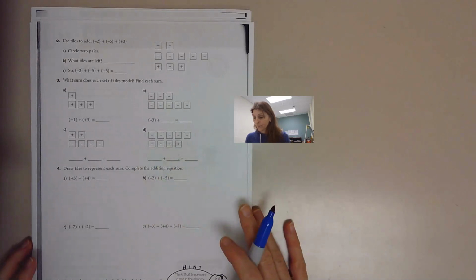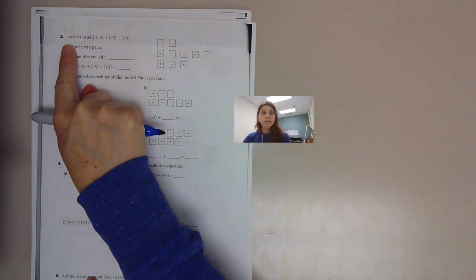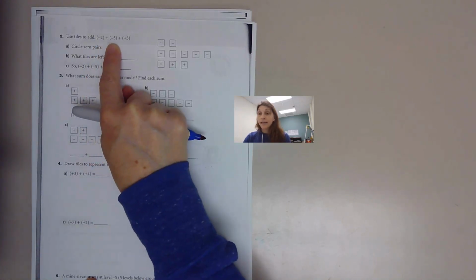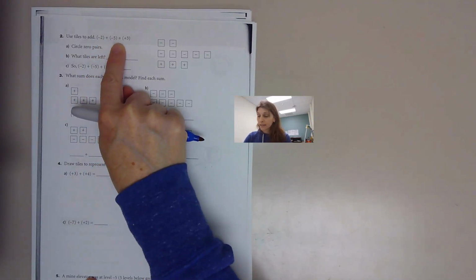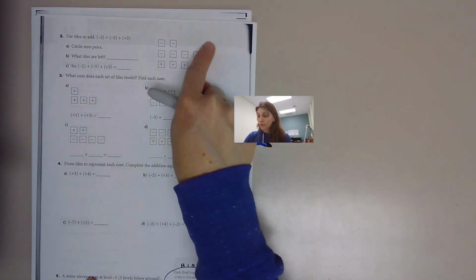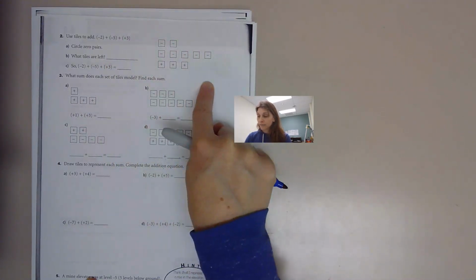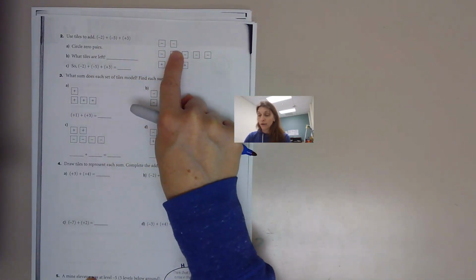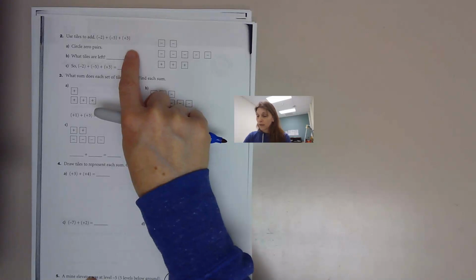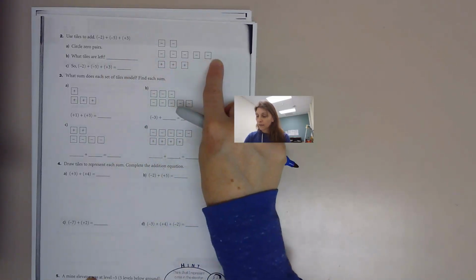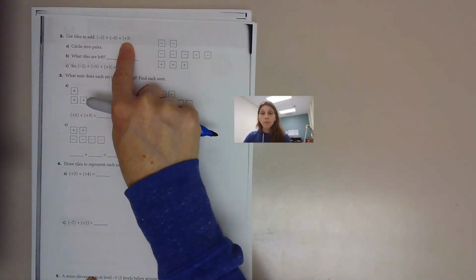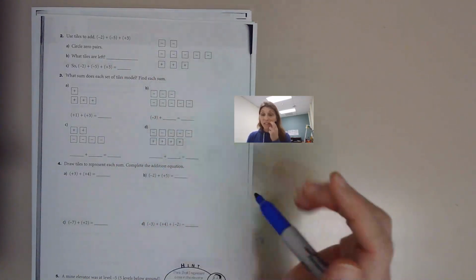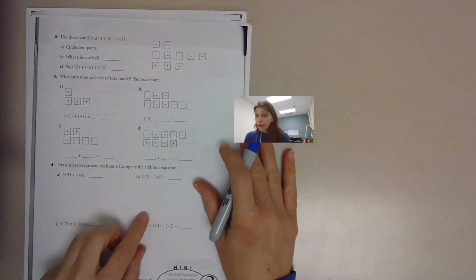Okay, number 2 says use tiles to add positive 2 plus negative 5 plus positive 3. So they've used these tiles. Positive 2, or pardon me, negative 2 right here. Negative 5 right here. Positive 3 right here. Okay, now they say to circle the 0 pairs.